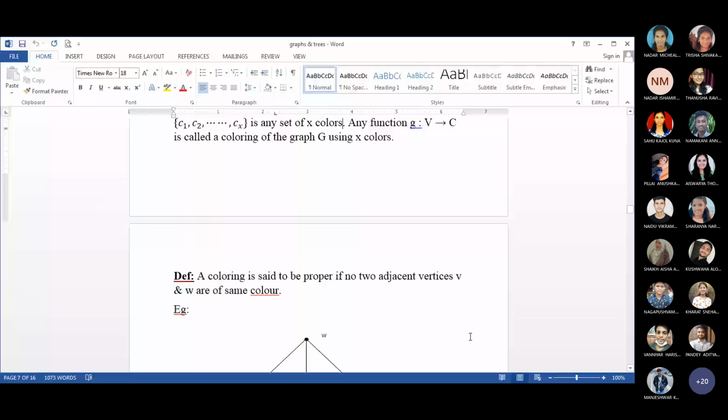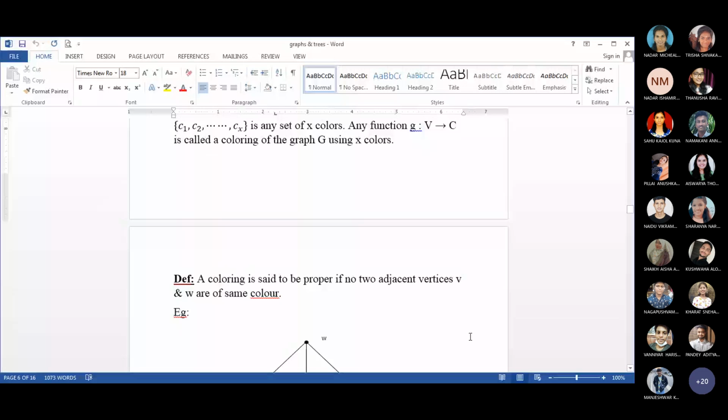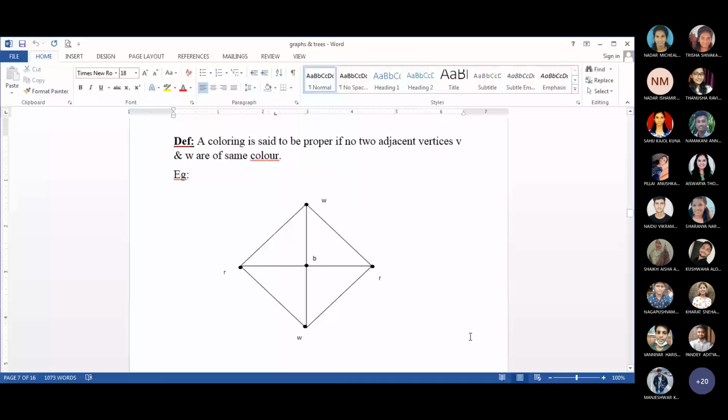Next definition: a coloring is said to be proper if no two adjacent vertices V and W are of the same color. That means if adjacent vertices are of different colors, then only the coloring is said to be proper.